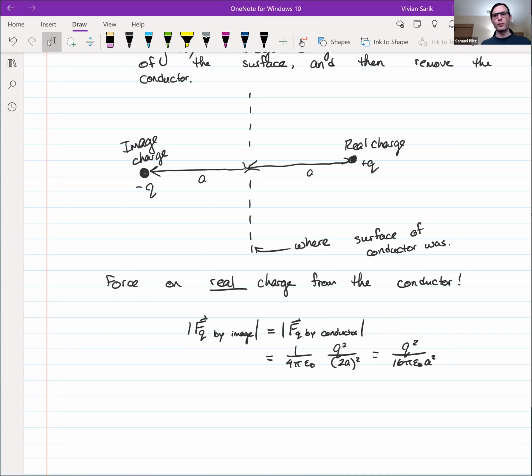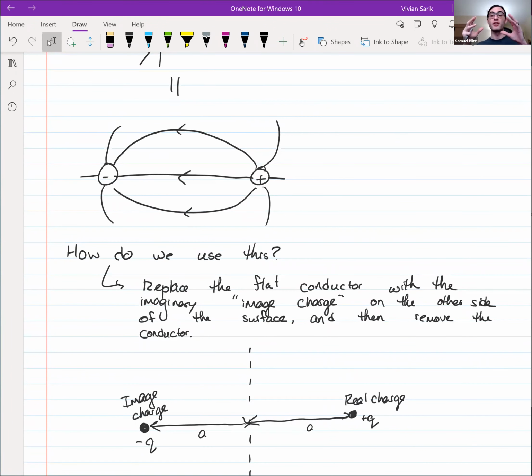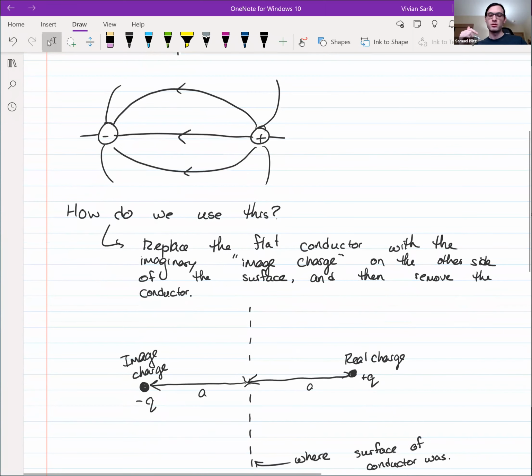And so you might ask why the charge feels a force from the conductor when the conductor is in principle neutral. The way to think about that is that if you put a charge near a conductor, the free charges in the conductor are going to rearrange themselves so that the electric field enters perpendicularly to it. And so you'll get a clustering of opposite signed charges on the surface of the conductor. What's really attracting the real charge is the increased density of the surface charges on the surface of the conductor.